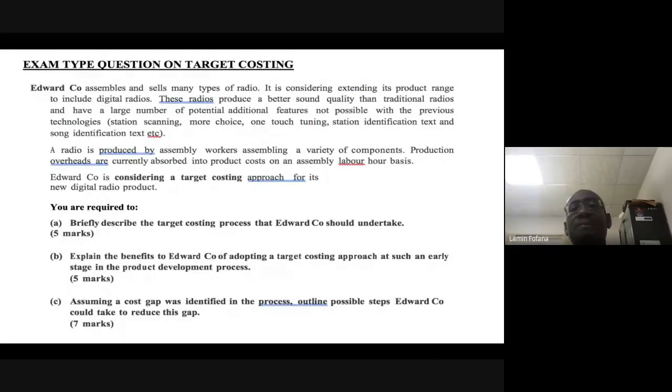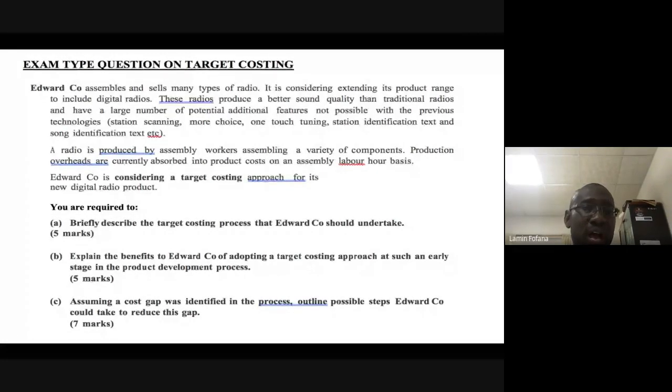So these are some of the processes that you can employ in order to reduce the cost gap to zero. Because if you don't remove the cost gap, then there's no point in doing your target costing. Okay. Is that clear?